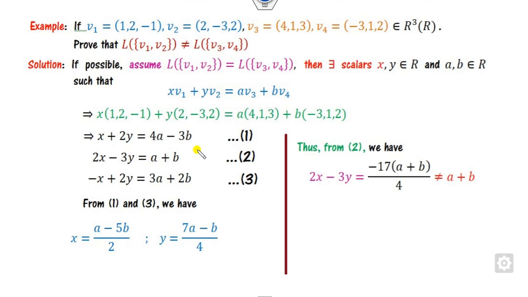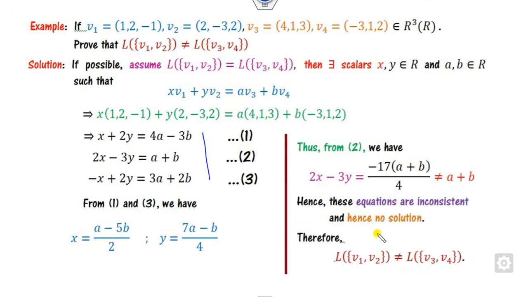I can substitute the values here. You will see they are not equal to the right hand side. It means you are unable to find the values of x and y. Hence, these three equations have no solution. It means it can never be written as a linear combination.